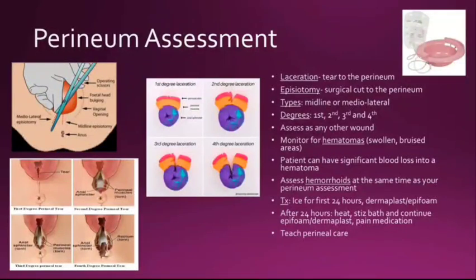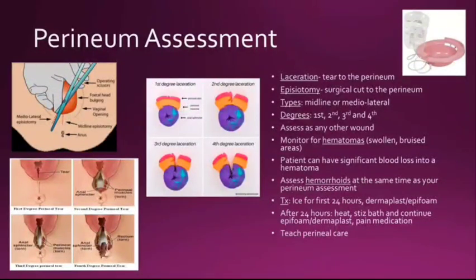If you look at the picture on the top left, it just shows you the position of those cuts. So a midline is straight down, from the perineum down towards the rectum, and a mediolateral is going to be from the perineum in the middle, kind of to the side. That is also physician's preference. We just record it with whichever method they decide to cut.